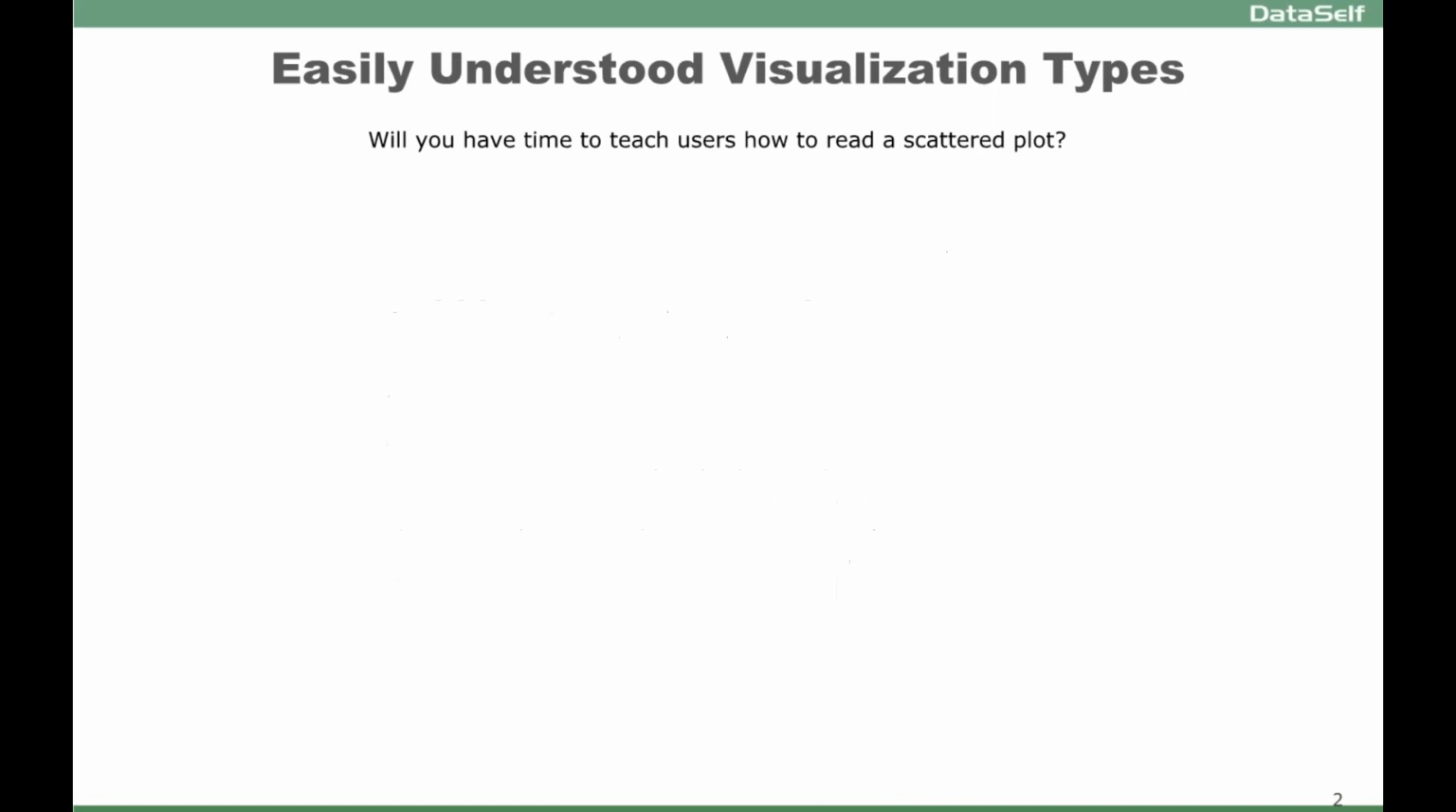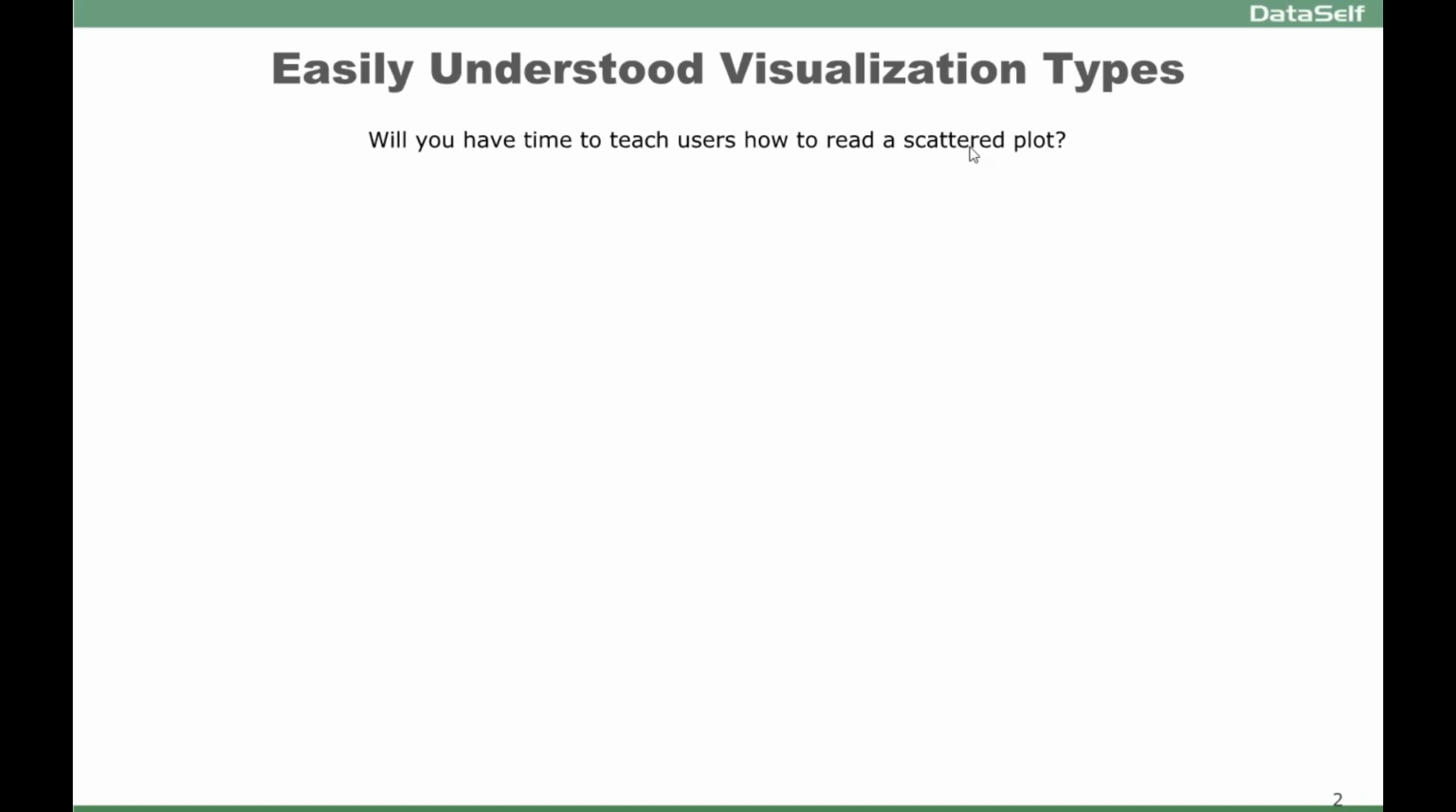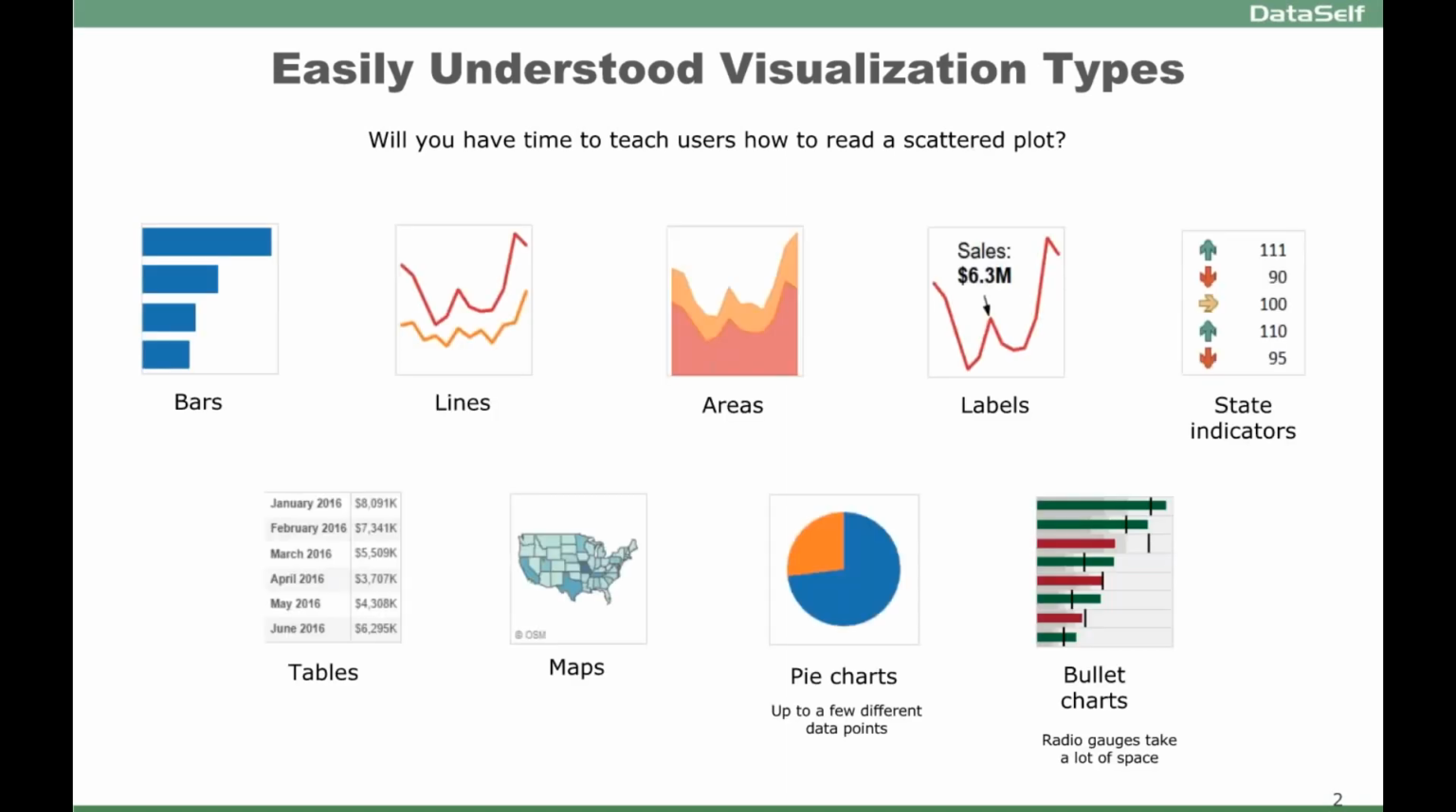Let's move now to the next part, which is talking about some actual examples. The first thing is, when you're building visualizations and dashboards, try to use what's considered easily understood visualization chart types. Many users out there, they're not very data savvy, business analyst savvy. So I always tell people, how much time is it going to take you to teach users how to read a scatter plot? Many users just don't get it. So try to avoid visualizations that are hard to understand.